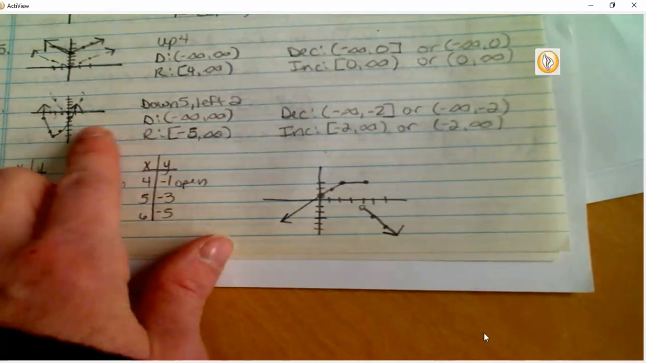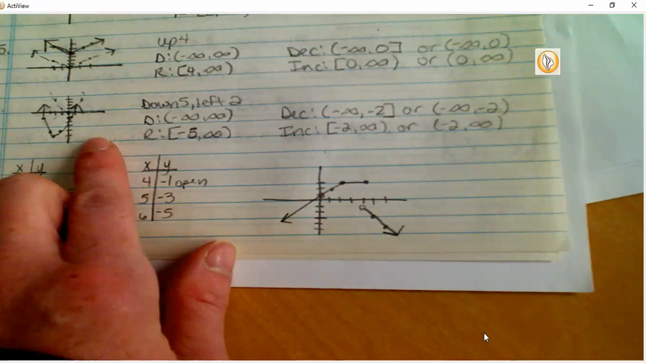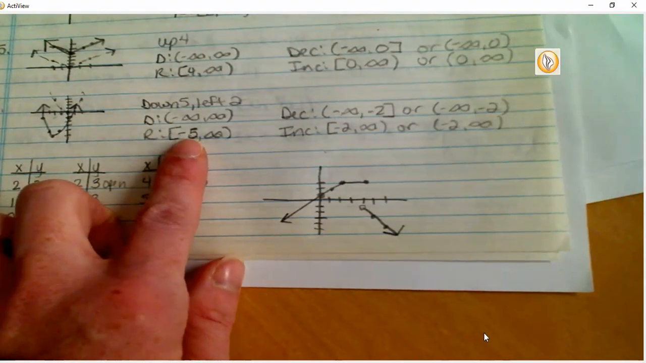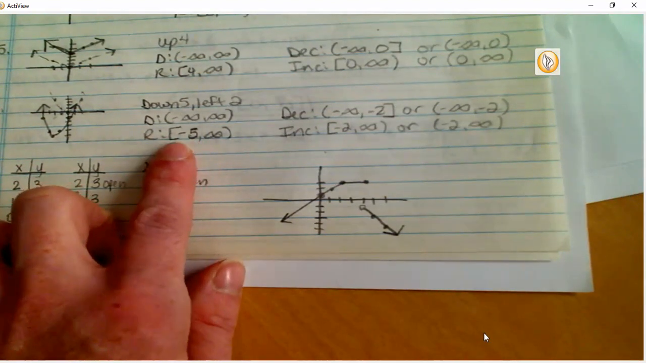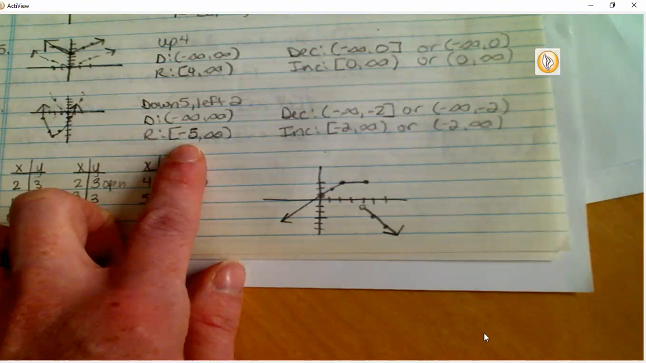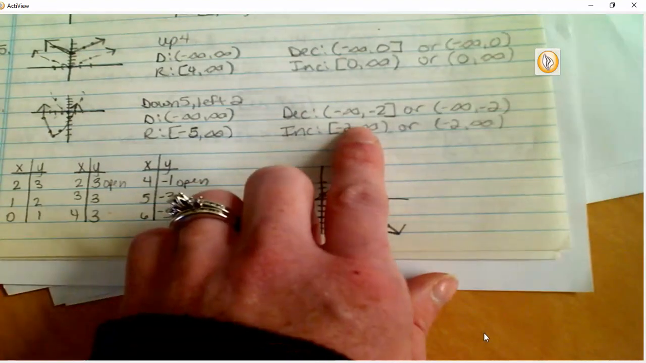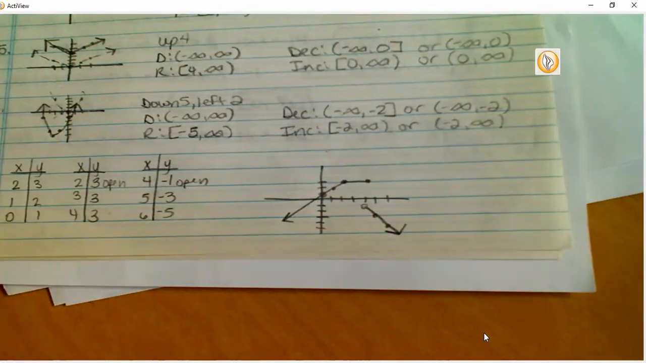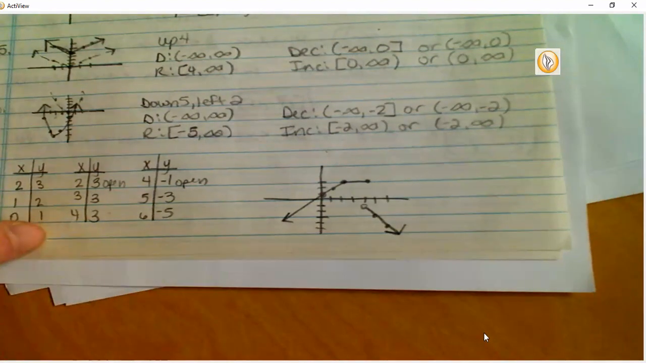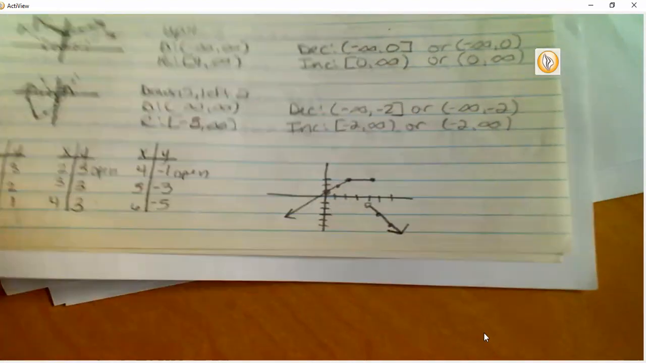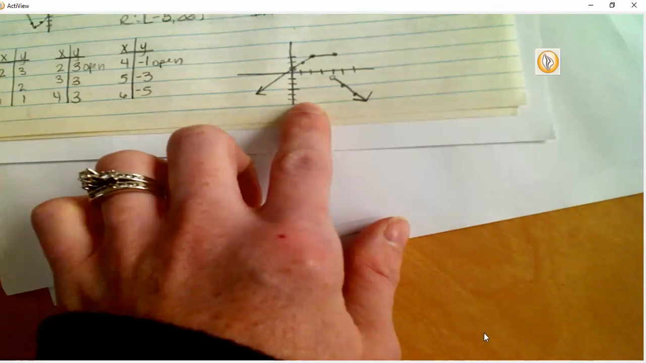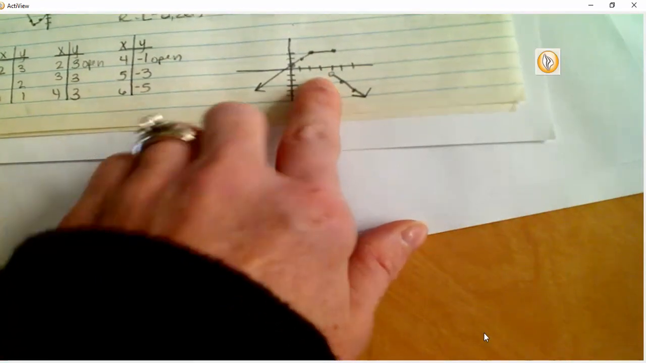26, it moved your graph, your parabola, down 5 and left 2. Domain negative infinity to positive infinity. Range bracket negative 5 to infinity. Decreasing from negative infinity to negative 2. Increasing from negative 2 to infinity. And 27, you had to make 3 t-charts. Your graph should look like this. Okay, that's an open circle right here.